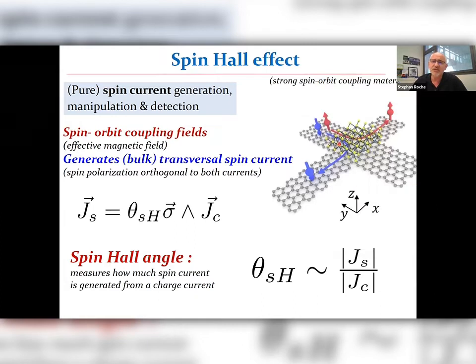Especially in these van der Waals heterostructures, one of the first interesting cases was to enhance spin-orbit coupling in graphene, for instance, by depositing transition metal dichalcogenides in order to locally separate the spin population and have this transversal spin current. So one question was, what could be the figure of merit of this mechanism? And in order to measure that, usually we use the spin Hall angle, which somehow tells you how much spin current you can create for a given charge current.